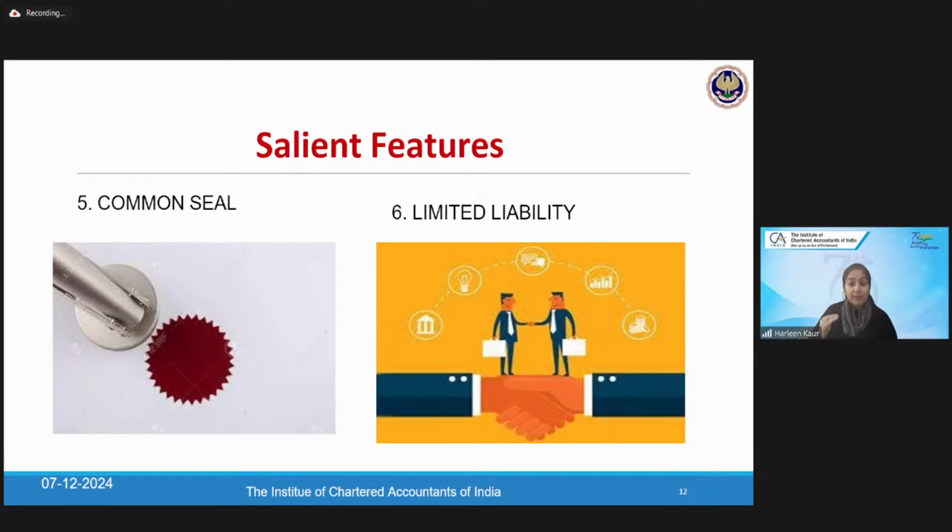So a company limited by guarantee. There are three members, A, B, and C. A says, I am guaranteeing the amount of 10,000. B says, I'm giving the guarantee for 15,000. C says, I give the guarantee of 20,000. So tomorrow, if there is a liability of 1 lakh rupees, A can be called only to pay rupees 10,000 because it is limited by guarantee.